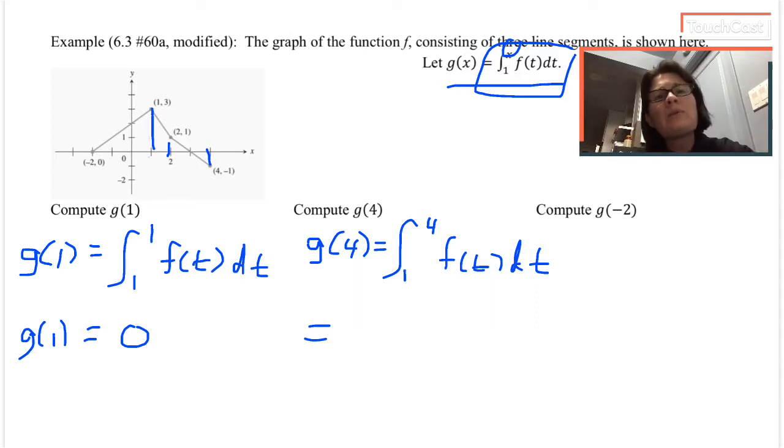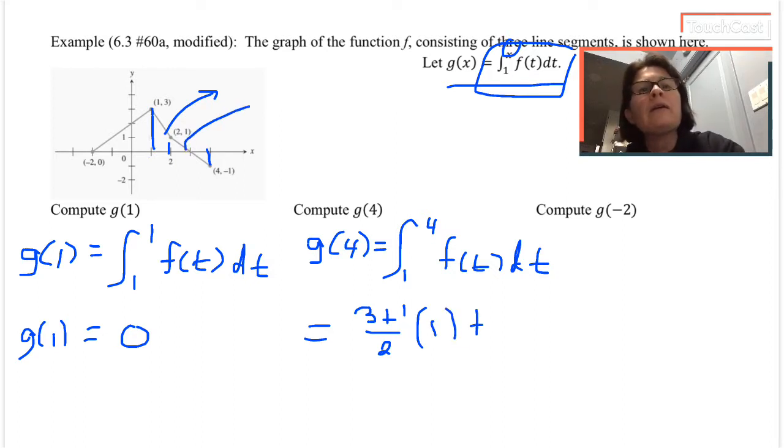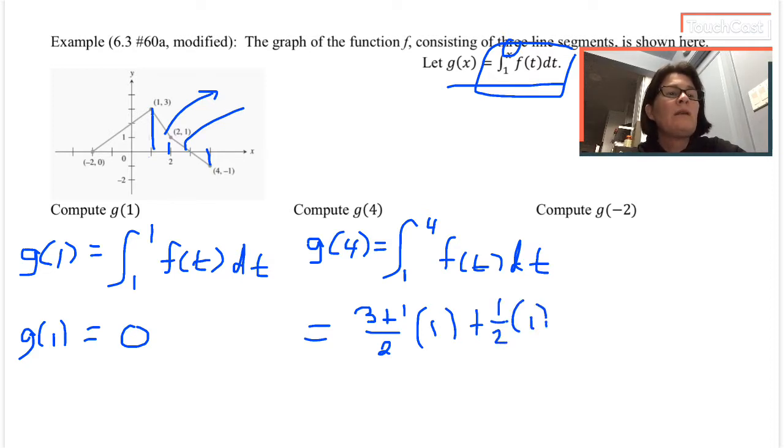So this trapezoid has two heights that are different. So I'm going to take their average, 3 plus 1 over 2. That's the average of the two heights, times the width of that trapezoid, which is 1. Plus, this is a little triangle here. It has a base of 1. So 1/2, base of 1, height of 1.